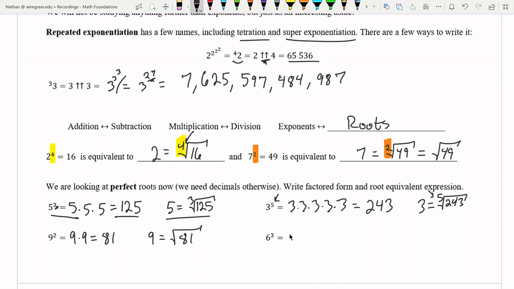Finally, we have 6 cubed, which is going to be 6 times 6 times 6. This is the factored form. Multiplying those together should give us 216, I believe. Let me double check. Yep, 216. So the equivalent root expression is going to be 6 equals the third root of 216.